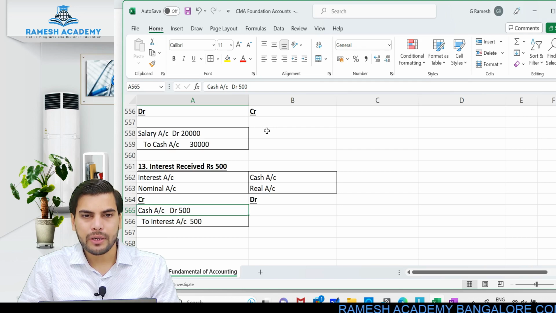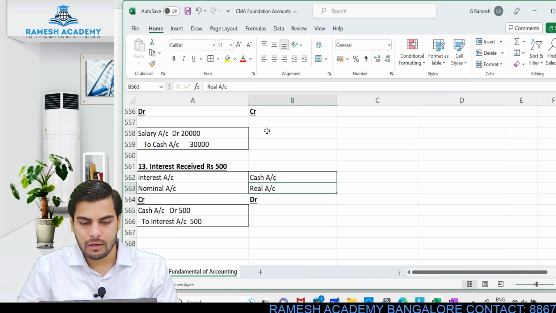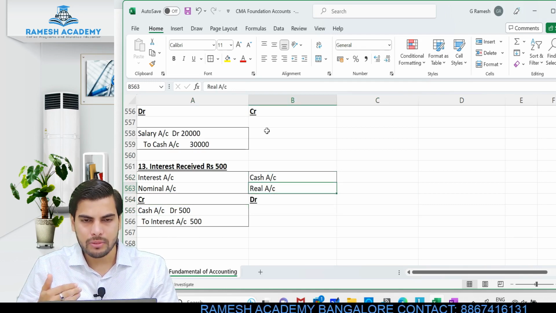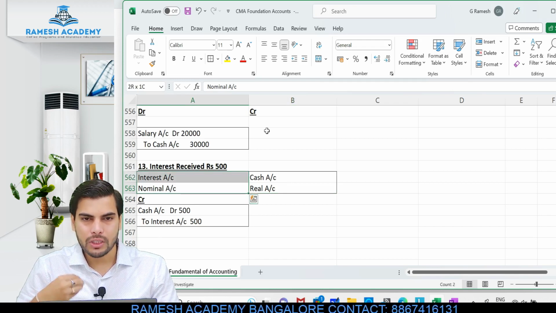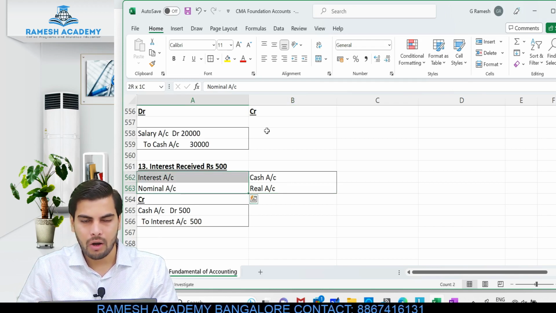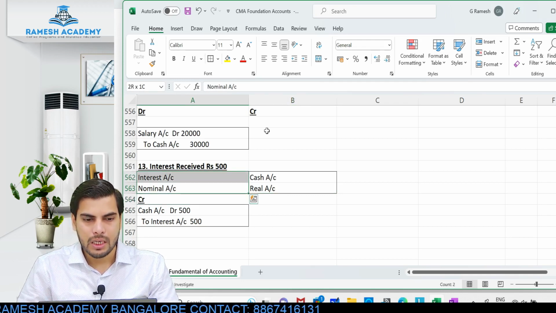Why am I debiting this cash? Because the cash is coming into the business. Look at the rule of real account: debit what comes in, credit what goes out. The cash is coming into the business, therefore we just need to debit it. This interest is the income for us. According to the rule of nominal account, credit all income and gain, therefore we'll be crediting this interest account. Simple.